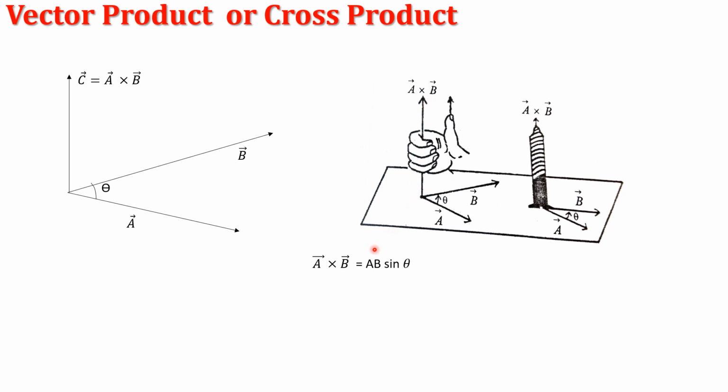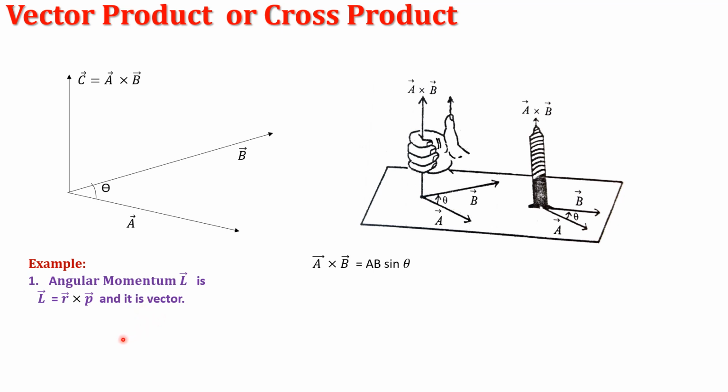Now what are some examples? The first example is angular momentum L. Angular momentum is a vector quantity. That angular momentum is the cross product of position vector and linear momentum vector, and therefore it is R cross P. R is the position vector, P is the momentum vector. The cross product of two vectors is again a vector, and that vector is the angular momentum vector.